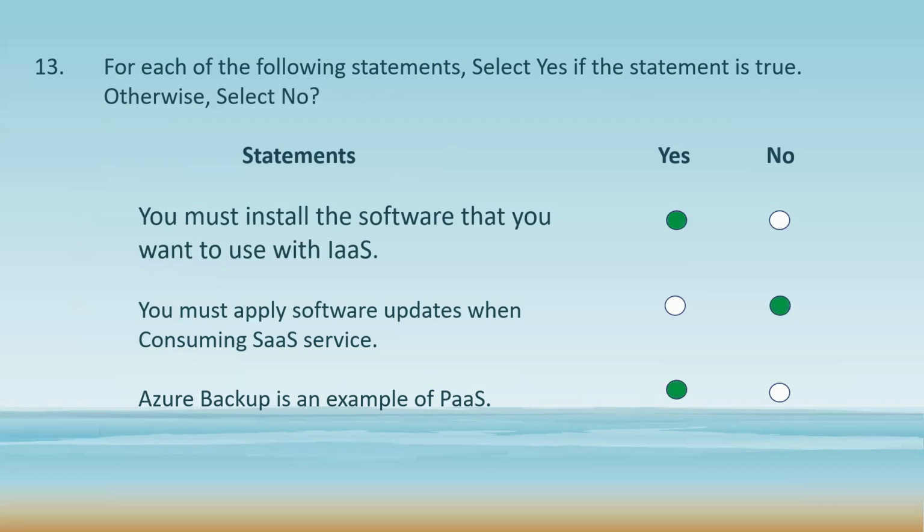So the correct options are on your screen. With IaaS, you are responsible for installing and managing the software on top of infrastructure. So the statement is true. Second statement is false, as with SaaS the vendor is responsible for managing the underlying software and hardware, and consumers just subscribe to the service. Azure Backup is an example of PaaS service.